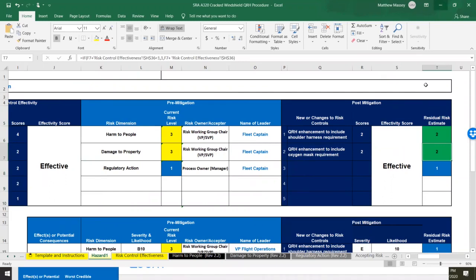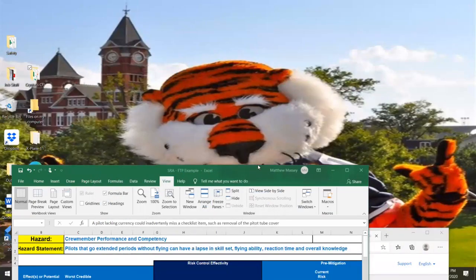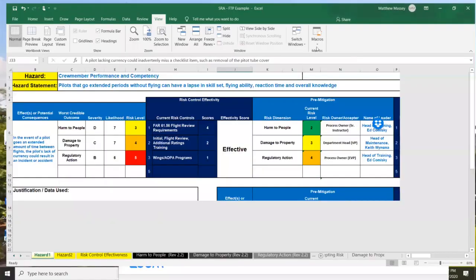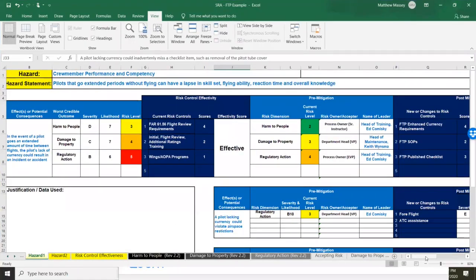So let's go look at an SRA that's a little bit more tailored for us at FTP. So here we have an example, and I've made this up. This is not an official SRA for FTP. I just shot from the hip and made it up. By no means is it signed off by leadership in any way. It's just something that I kind of played with and put together.